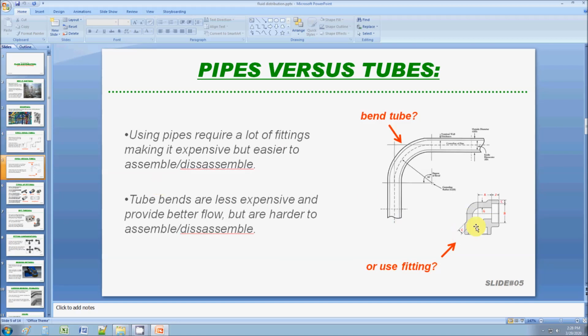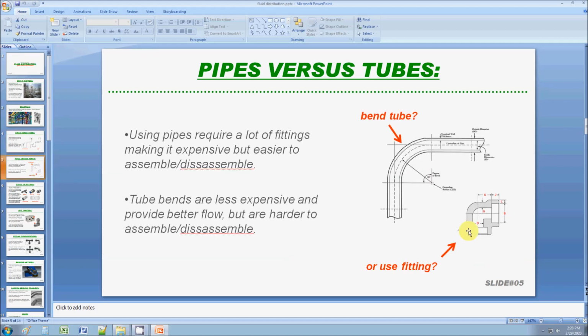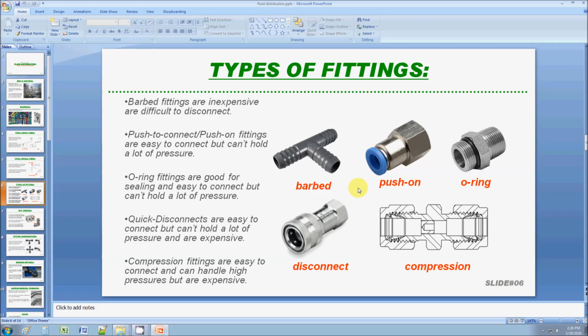Here's a fitting. That's what a fitting is. It's these little connectors. So there's the fitting, and then there's the tube. All right, so you can see that has a little bit of a better radii. So there are many kinds of fittings out there.